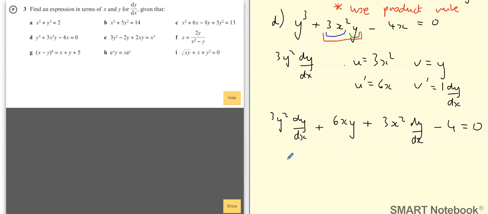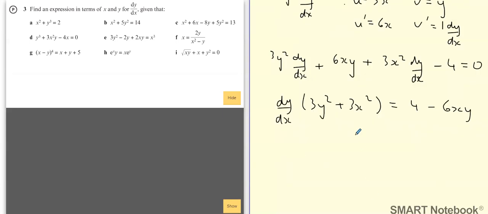Now, if I make dy by dx the subject, I can factorize dy by dx. 3y squared plus 3x squared equals 4 minus 6xy. And so dy by dx equals 4 minus 6xy over 3y squared plus 3x squared.